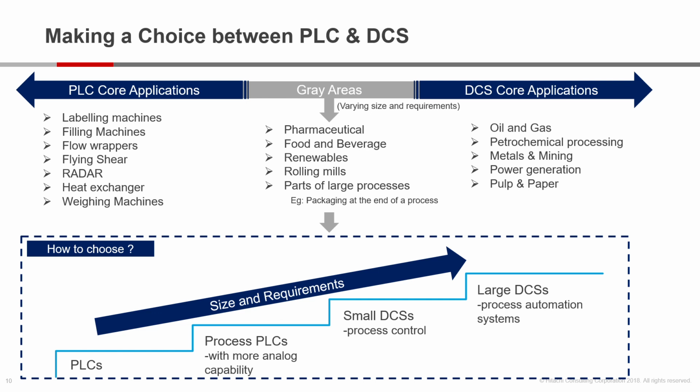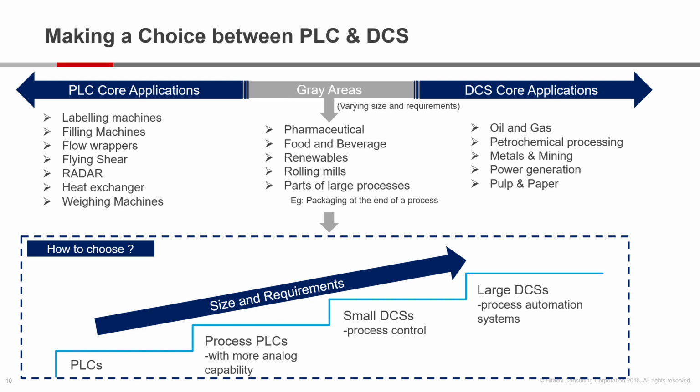Now, how do you make a choice between a PLC and a DCS? You see here on the top, there are some DCS core applications and then some PLC core applications, and then there are gray areas in between where, depending on the scale and size of the application, you can choose whether you want to go for a PLC or a DCS. In the DCS core applications, it's oil and gas, petrochemical, metals and mining, power generation, pulp and paper. One thing that you can make out is the size of the applications is very large. The number of inputs, outputs are very large, and the processes are very distributed in nature. Hence, these are DCS core applications.